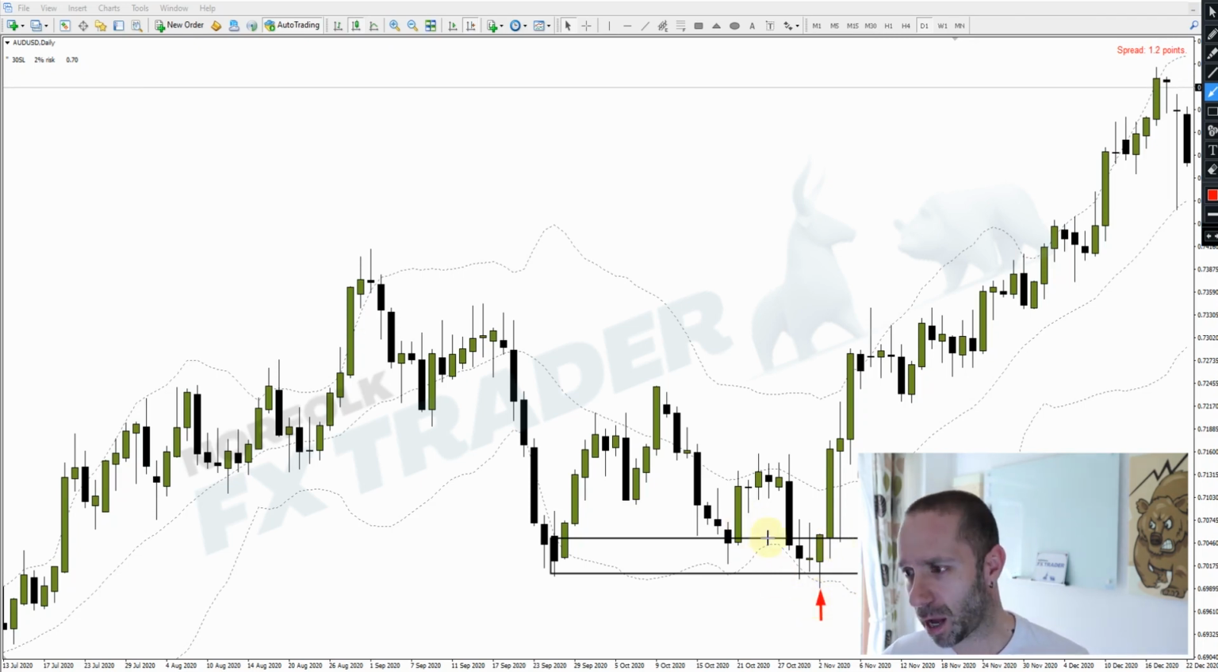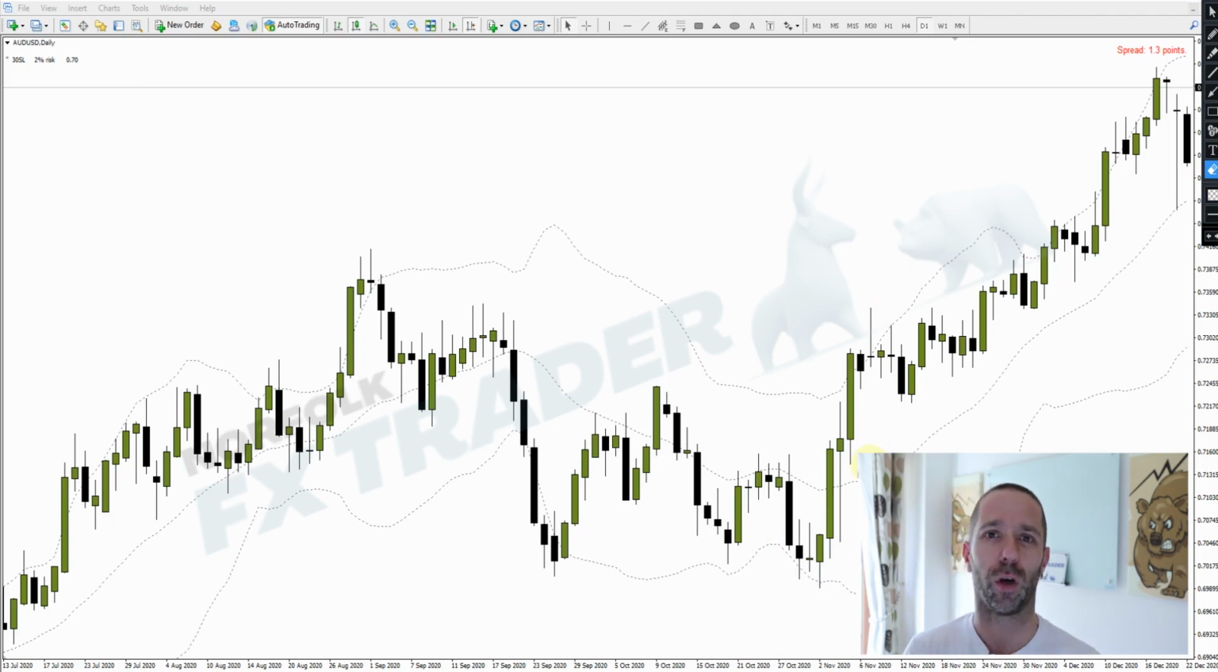So let's now look with the use of a Bollinger Band. Why will they work well? Well, many traders use Bollinger Bands as reversal points. We're not going to use them as a reversal point. We're going to use it with the trend.